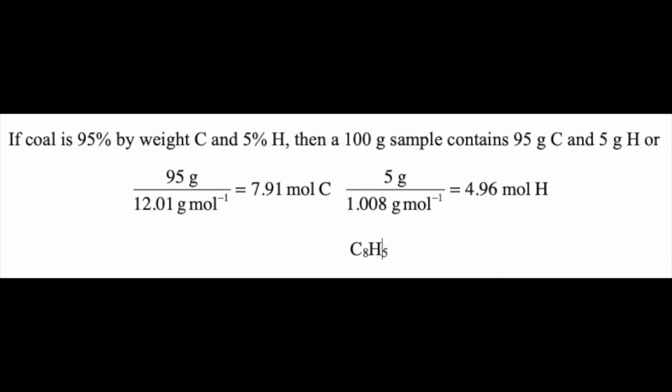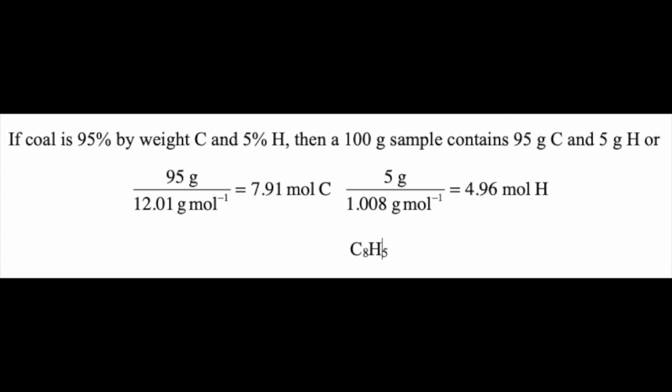Now, this effectively is the lowest common denominator for the molecular formula of coal. Without structural data, it's impossible to determine whether the average coal molecule is C8H5 or some larger unit such as C16H10. The molar mass is then about 101.1 grams per mole.